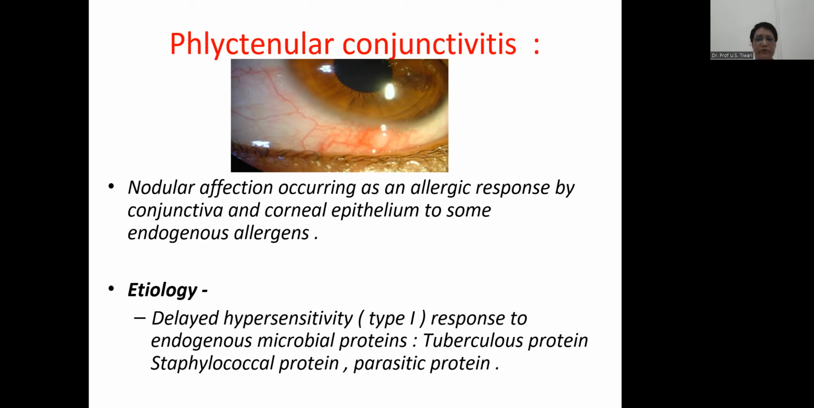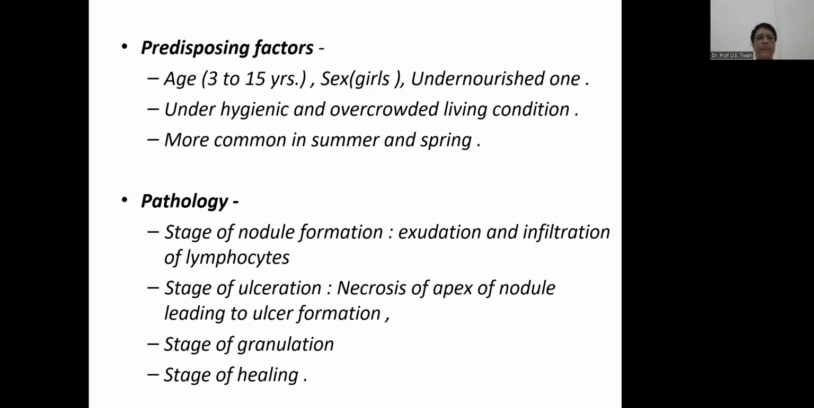Etiology: there is a delayed hypersensitivity type 1 response to the endogenous microbial proteins such as tuberculoprotein, staphylococcal protein, parasitic proteins. So if the subject is already sensitized to these proteins, and later on the subject, usually children, shows an allergic response. These are the predisposing factors. Ages 3 to 5 years, girls who are undernourished, who have poor hygiene and overcrowded living conditions are the usual victims. It is more common in the summer and the spring season.